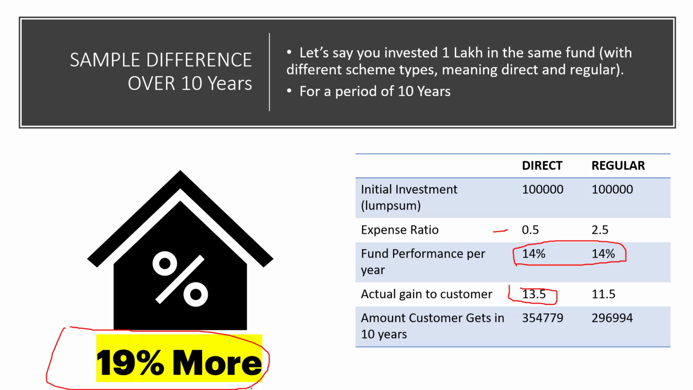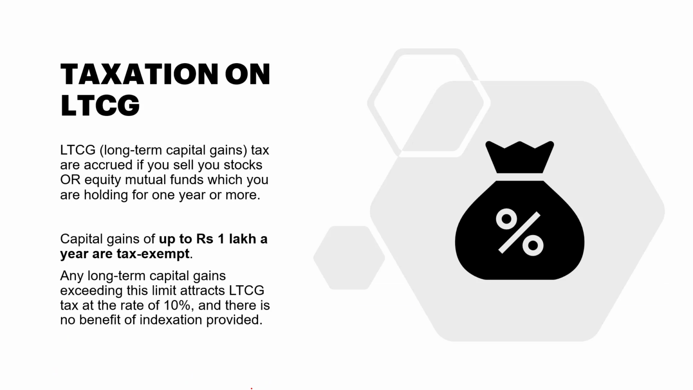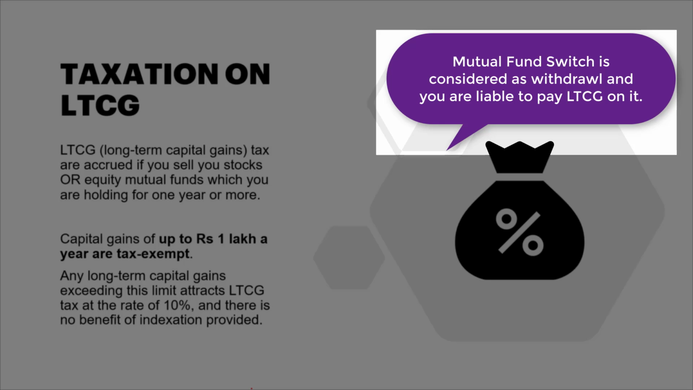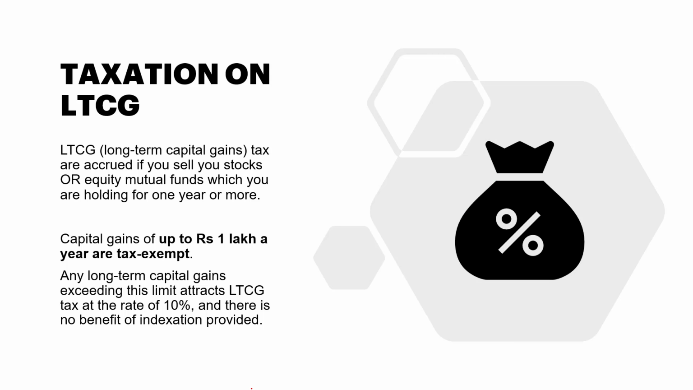Please, if you are opting for new mutual funds, always opt for a direct plan. If you are already stuck with a regular plan, you have to migrate from regular to direct. Now there comes a catch. Migrating from regular to direct is not so straightforward, because even a switch is considered as a withdrawal, which means you are liable to pay taxes on the switch. You have to pay LTCG on it.